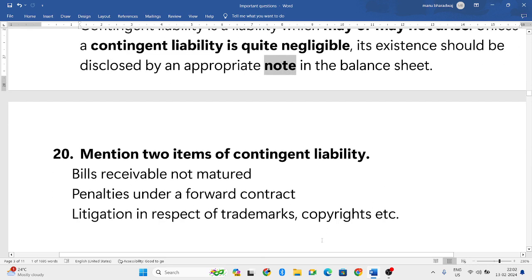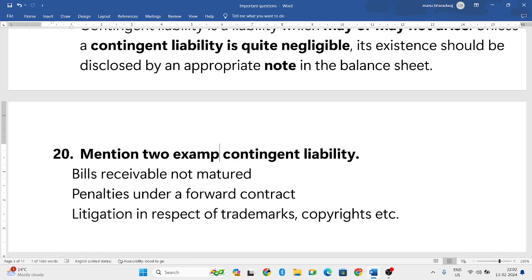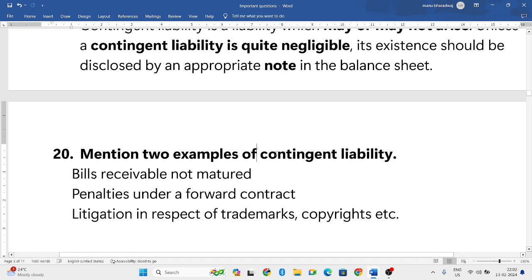Next, the last question you can expect is to mention two items, two examples of contingent liability. Bills receivable but not matured is also a contingent liability. Next, penalties under a forward contract. Then litigation in respect of trademarks and copyrights. These are also examples of contingent liabilities.